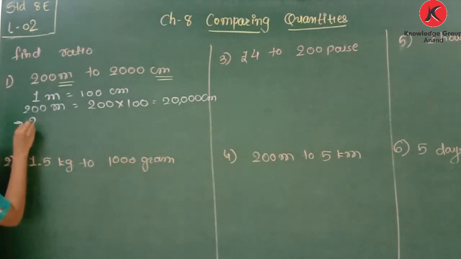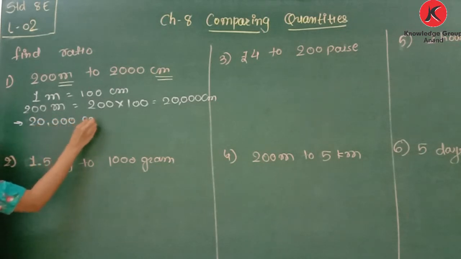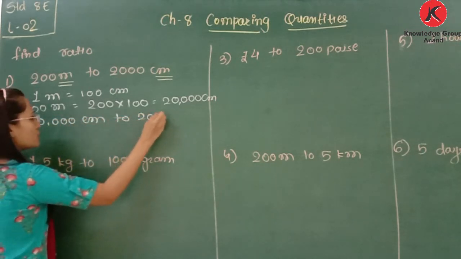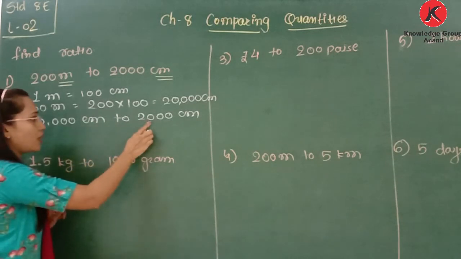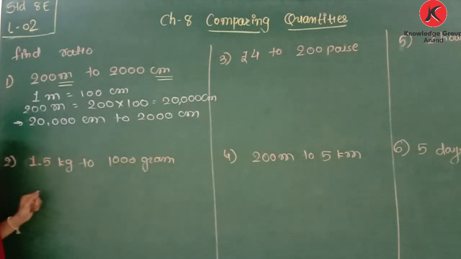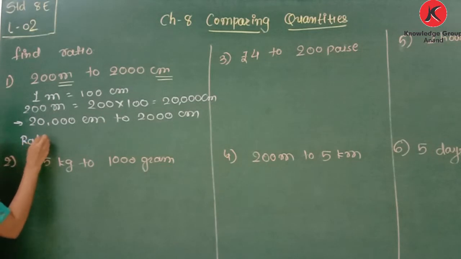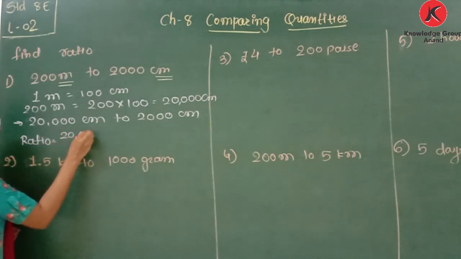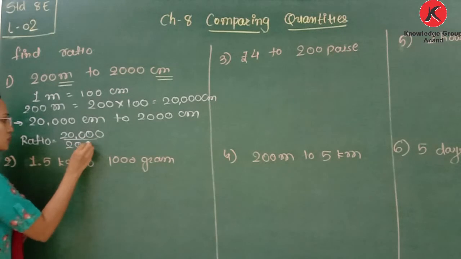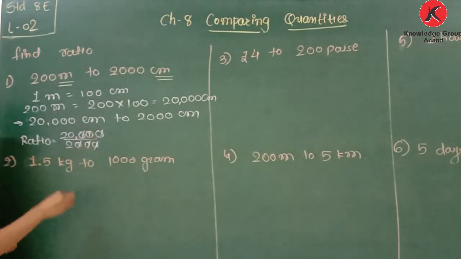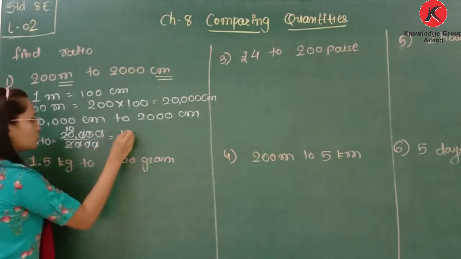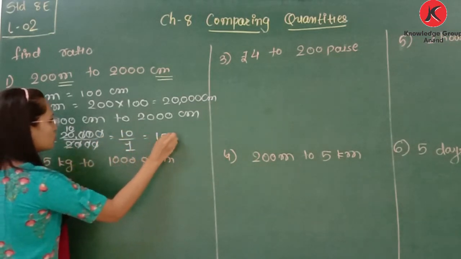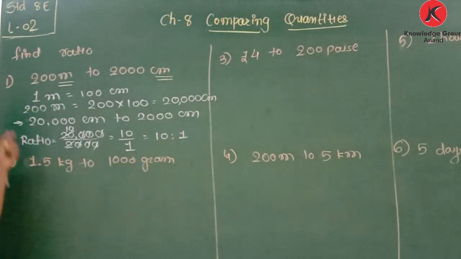So we can write the ratio of 20,000 centimeter to 2,000 centimeter. So now units are the same. The first value is 20,000, that will be in the numerator, and the second number, that is 2,000, will be in the denominator. So we can find the ratio as 20,000 divided by 2,000. So zeros are cancelled. 2 times 10 is 20. Now the numerator is 10 and the denominator is 1. So 10 divided by 1. So it is 10 is to 1. So this is the ratio of the first.